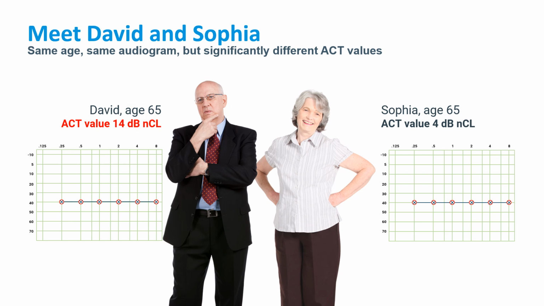David speaks Japanese, and Sophia speaks Russian. But remember, it doesn't matter because the ACT test is not language specific. So the only difference in this example is the ACT value. David has an ACT value of 14 dB NCL, and Sophia has an ACT value of 4 dB NCL. David's ACT value is 14 dB NCL, which means he has a severe problem with understanding speech and noise.